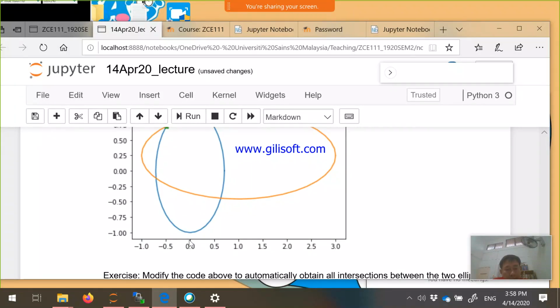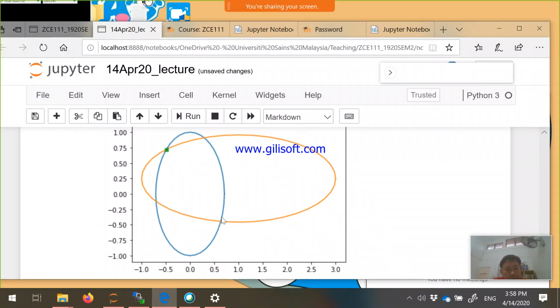Right? So here you have 4. Say if you want to find out what this intersect is, you should provide an initial guess that is close to this point. This point is somewhere around minus 0.5 for the x, and then maybe 0.5 or 0.75. So you can try to locate this point by providing an initial guess that's close to it.